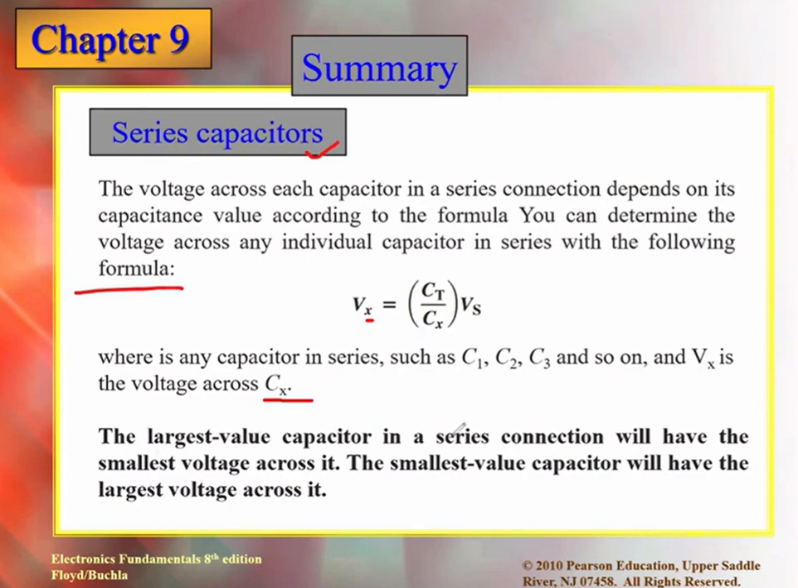The larger value capacitor in series connection will have the smallest voltage across it. The smallest value capacitor will have the largest voltage across it. This is opposite to the concept for resistance, where a smaller value resistance has a smaller voltage. Here the smaller value has the larger voltage and the larger value has the smaller voltage. We can see this from the formula itself because Cx is in the denominator. If this value is lower, Vx is going to be higher. If the Cx value is higher, Vx is going to be lower. So this fact is verified from the formula itself.